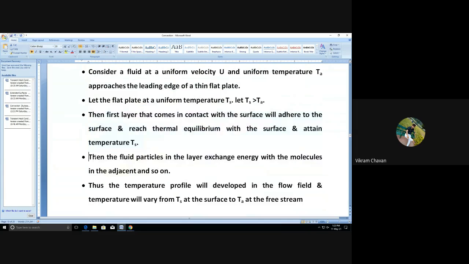Then the fluid particles in the layer exchange energy with the molecules in the adjacent layer, and so on.